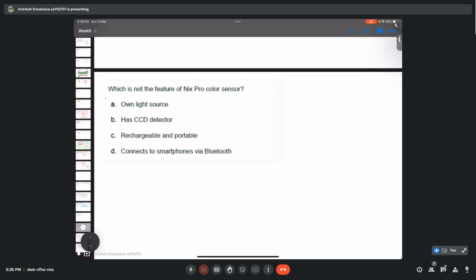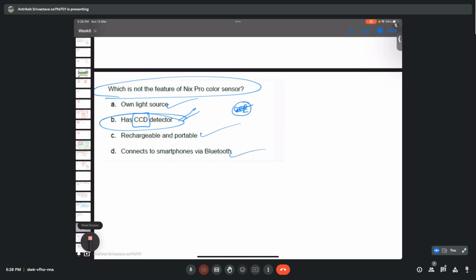Okay. Now again, a repetitive question. Which is not the reference for the NIX Pro color sensor? So it has its own light source. It is rechargeable and portable. It connects with a smartphone, but we have no idea about a CCD detector. It doesn't even make sense. Nowhere throughout this week did we hear about CCD. We saw a CCE, but not CCD. We can cross this out. This is the feature which is not present in the NIX Pro color sensor.